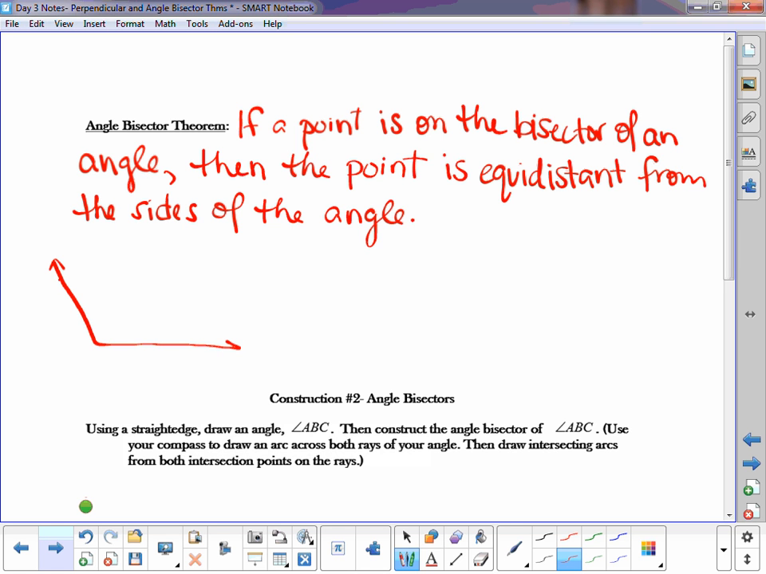And I'm going to call this ABC. And again, A and C are just simply there to help me label my rays as ray BA and ray BC. And do your best to go and draw on the angle bisector. And indicate that is so with little markings.